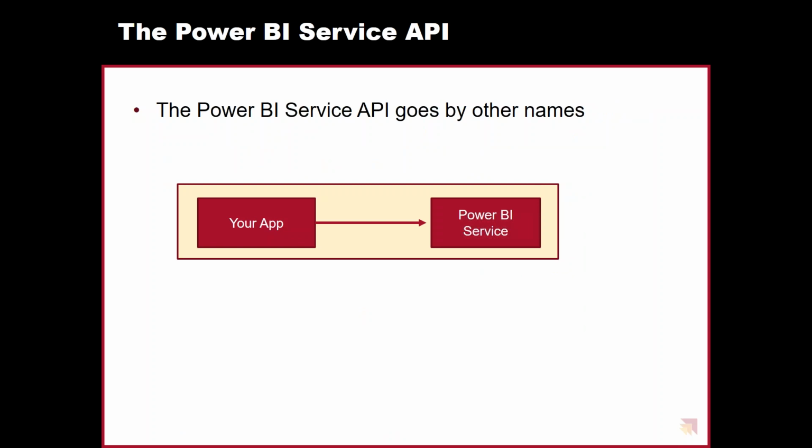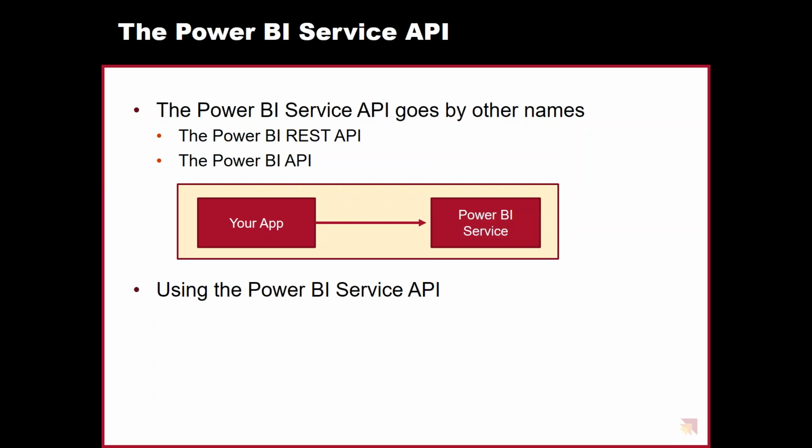Now, the Power BI Service API goes by different names. At first, it was called the Power BI REST API. Many people still call it that. Some people call it the Power BI API. But when you go up into Azure and you configure permissions, it's called the Power BI Service API. So that's the name I'm going to stick with. I don't call it the Power BI REST API as much anymore because you can access it via REST. You can also access it via the Power BI SDK, which puts a friendly little .NET assembly around it.